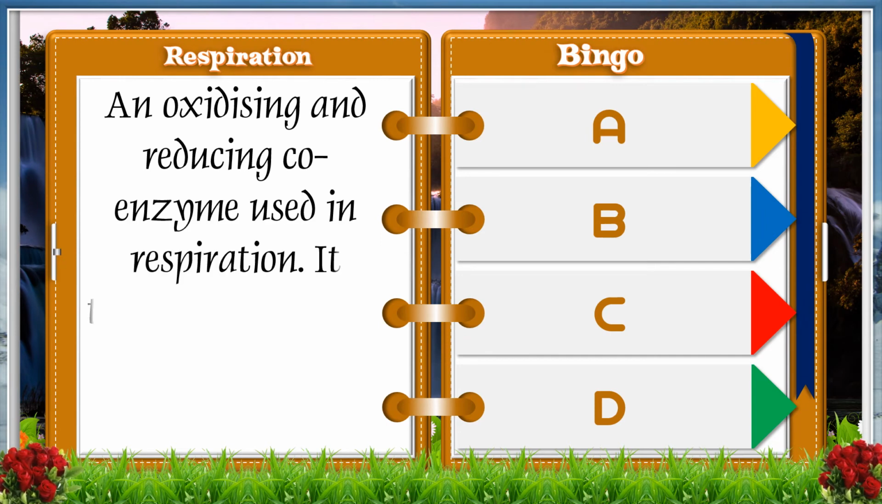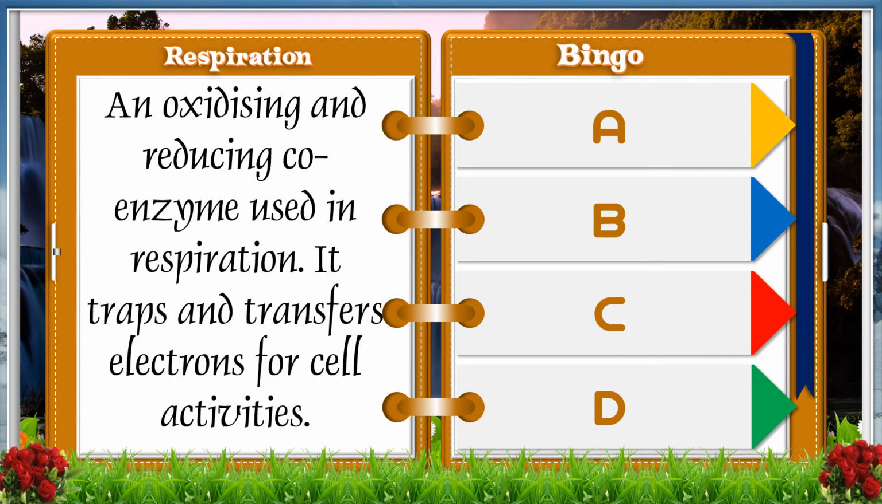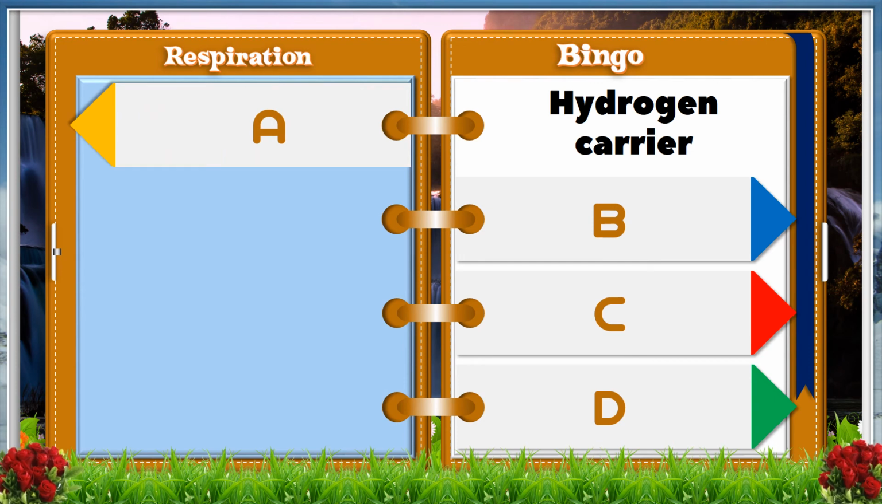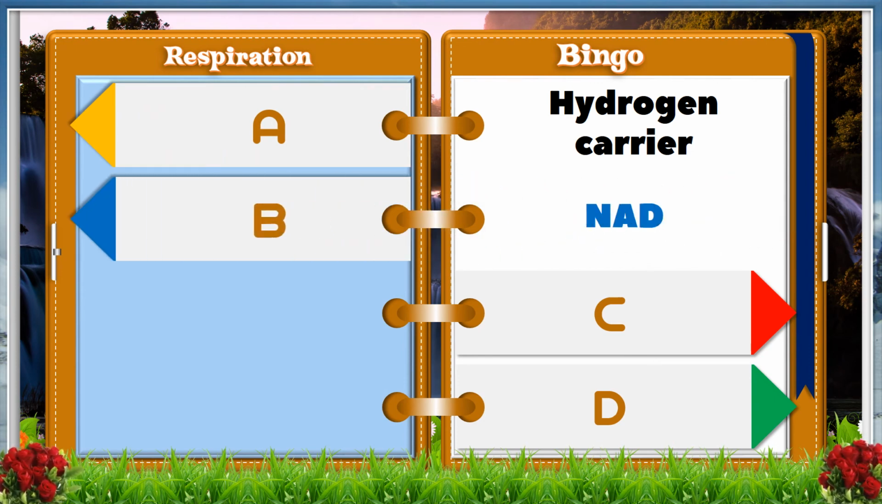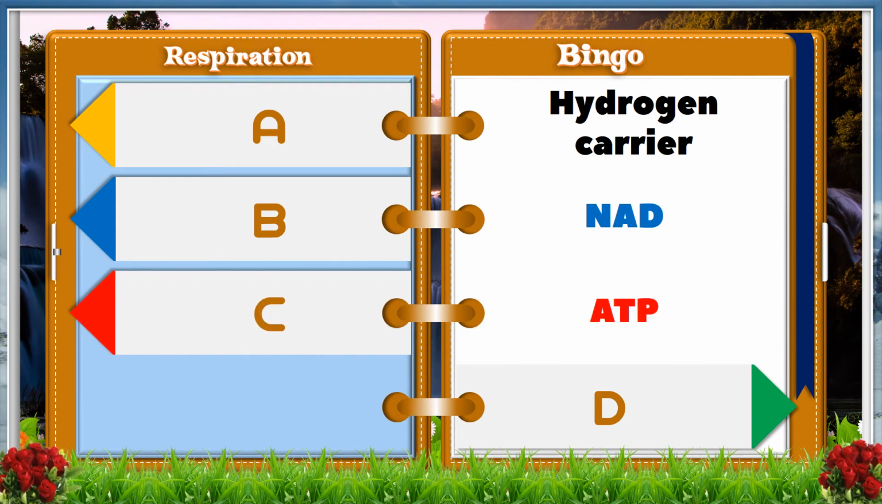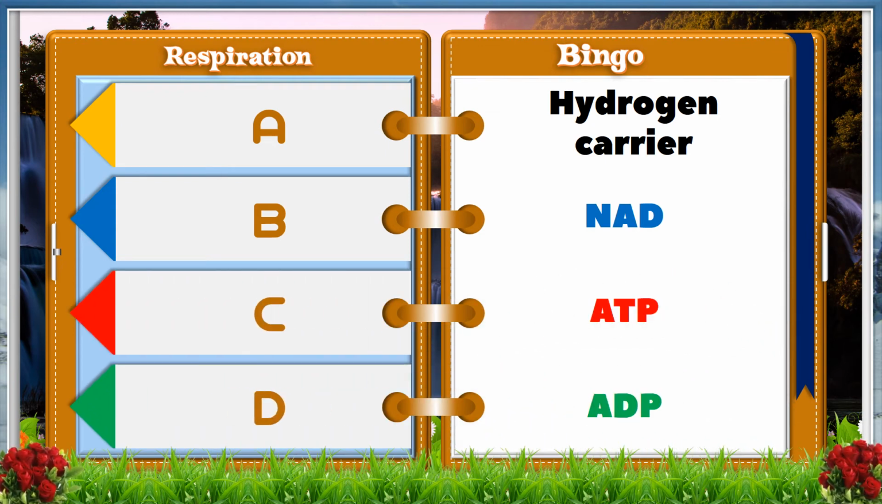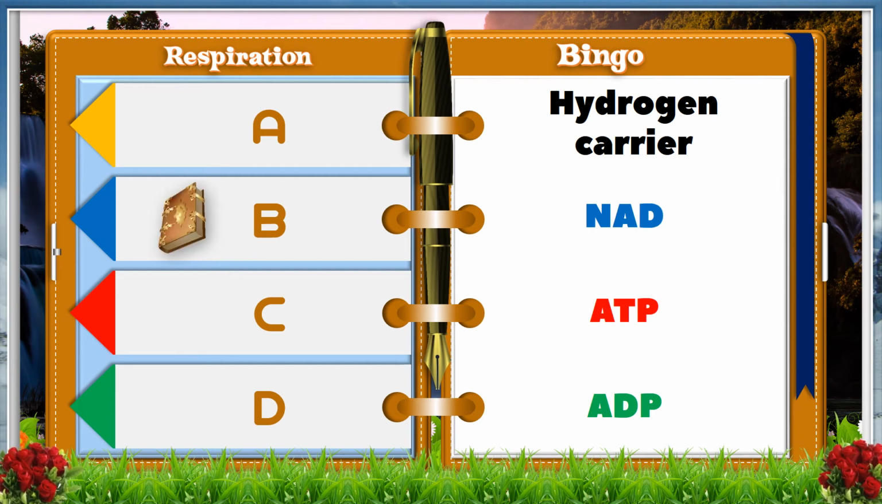An oxidizing and reducing coenzyme used in respiration. It traps and transfers electrons for cell activity. A. Hydrogen carrier. B. NAD. C. ATP. D. ADP. And the answer is B. NAD.